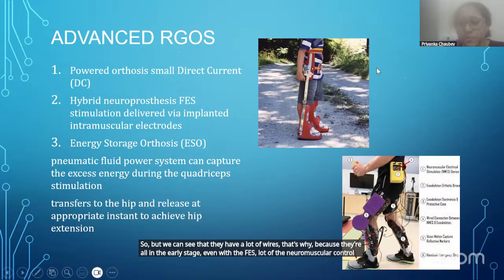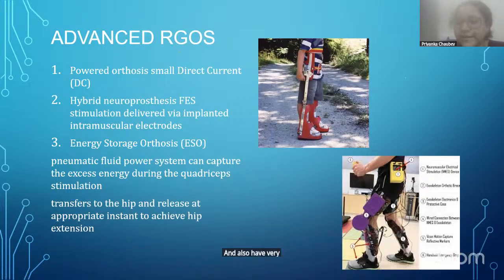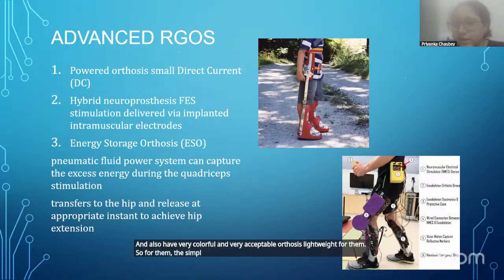And on the top, we can see for children, we have the more basic RGOs, which do very well for the children who want their hands to be free and who are able to play and sit, and also have a very colorful and very acceptable orthosis, lightweight for them. So for them, the simpler ones, and for adults, possibly the more complicated ones are being looked into.